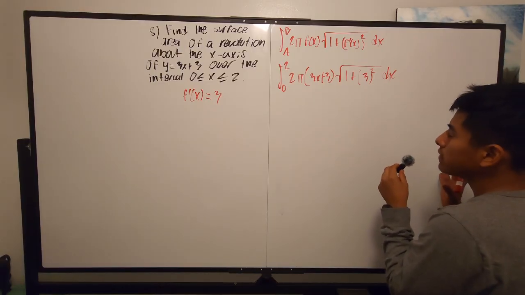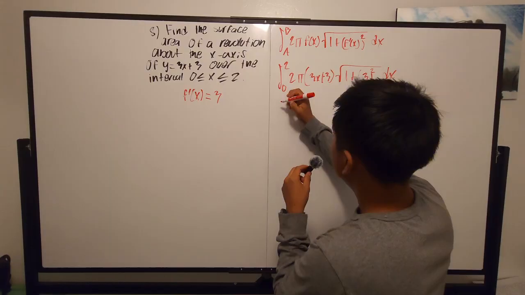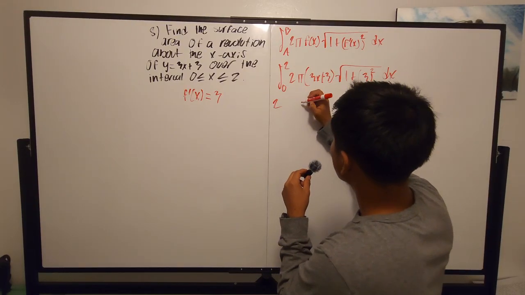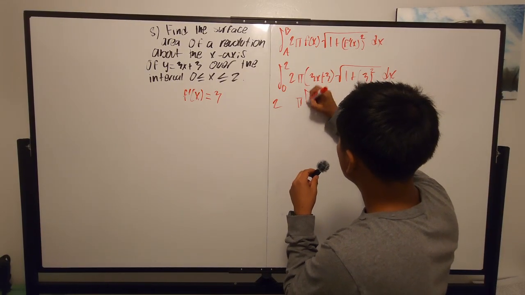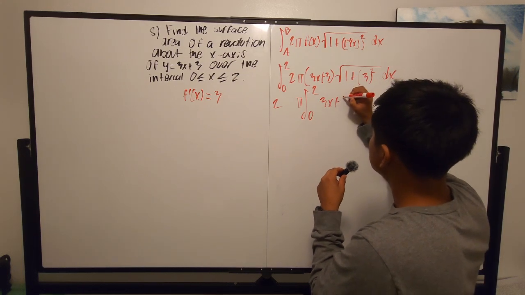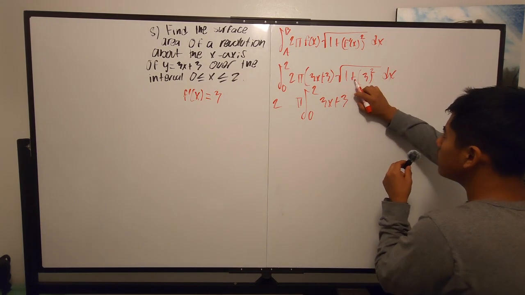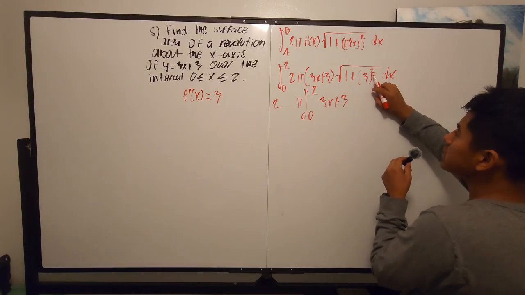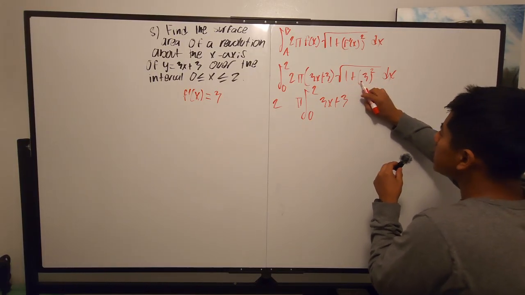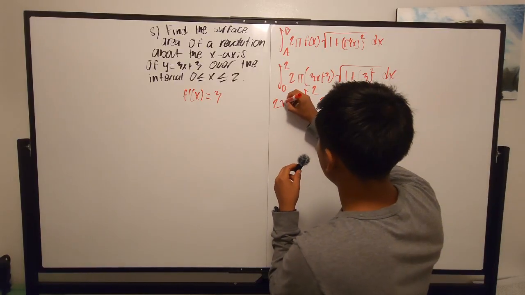A lot of stuff is going to get pulled out. So first of all, we're going to pull out the 2 and the pi. 0 to 2, 3x plus 3. And we're going to simplify in here. 1 plus 3 squared. 3 squared is 9, plus 1 is 10. So we just have the square root of 10, which is a constant. So we'll go ahead and pull that out, and we'll pull them right there.